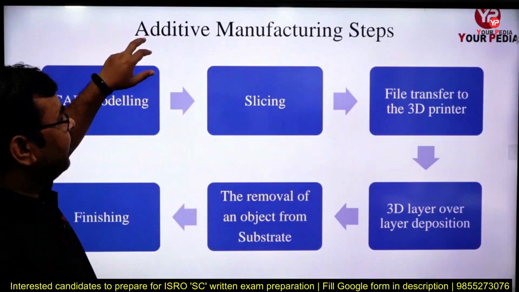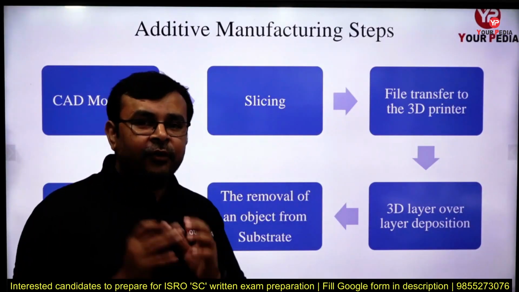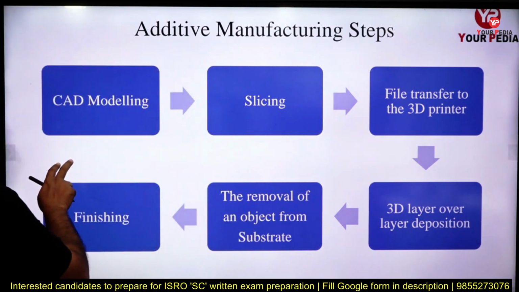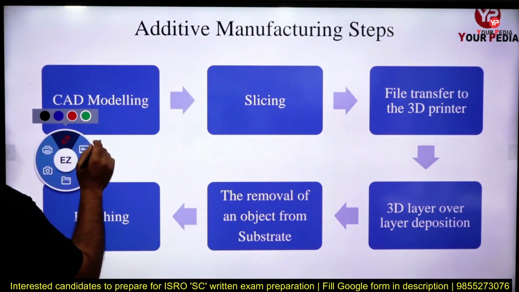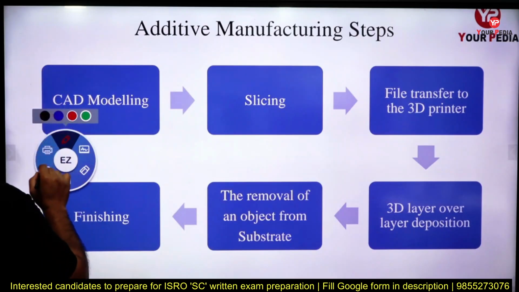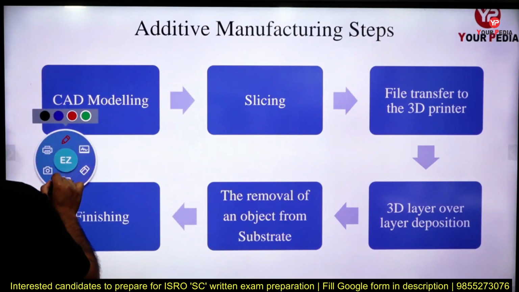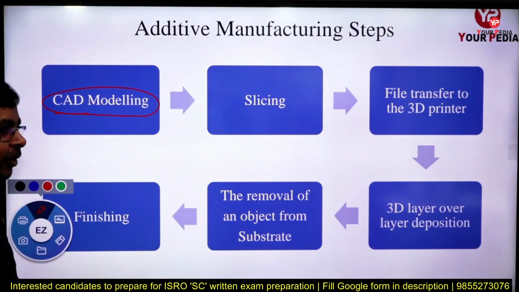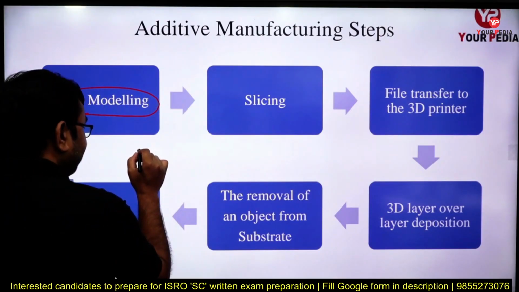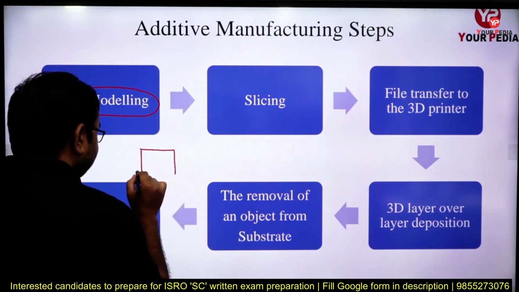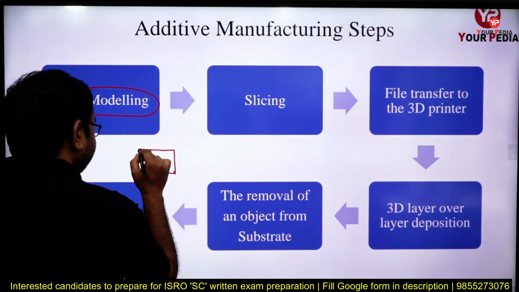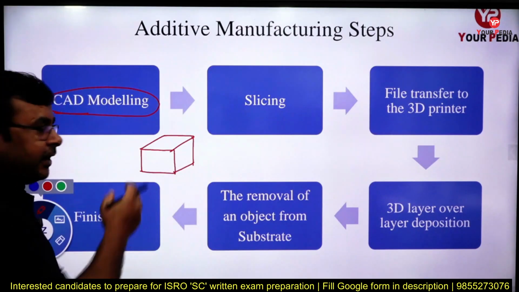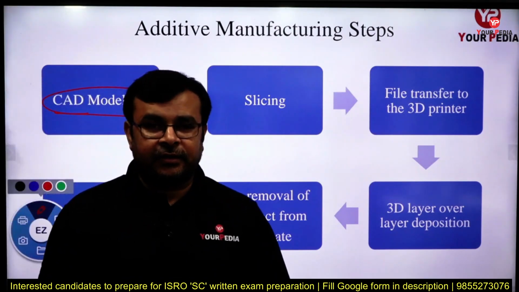Okay, now let us see what steps we need to follow for producing any component, correct. So our first step is CAD modeling, that is CAD modeling. Let us say suppose we need to produce a component like this. So what we will do, let us say this is a cube and we need to manufacture this, correct.